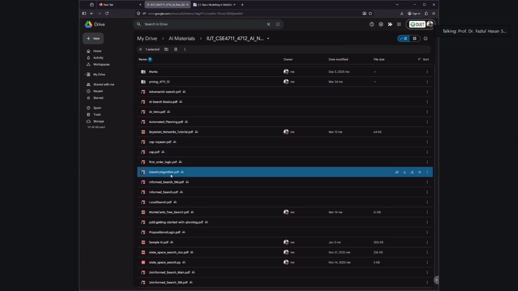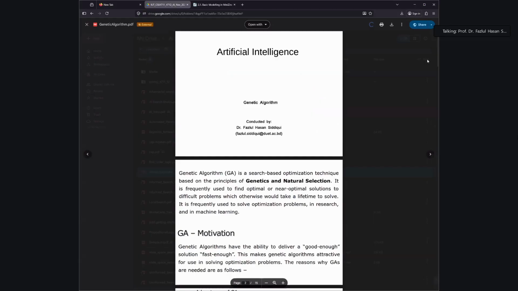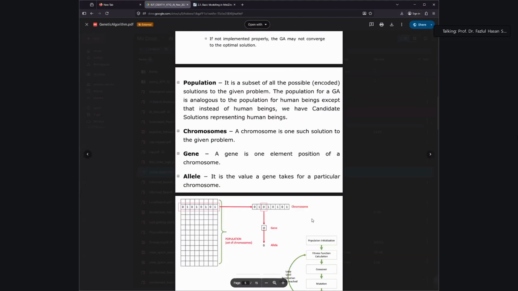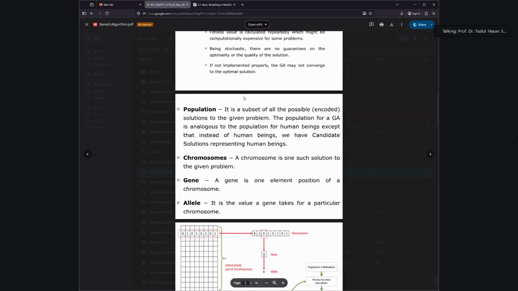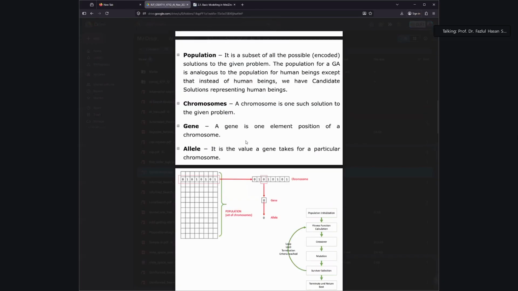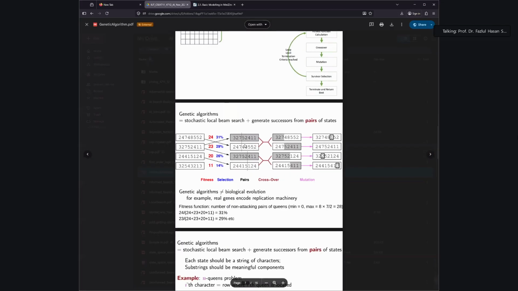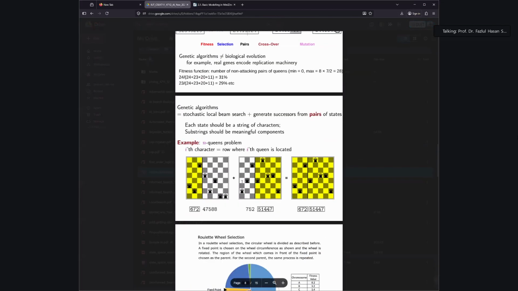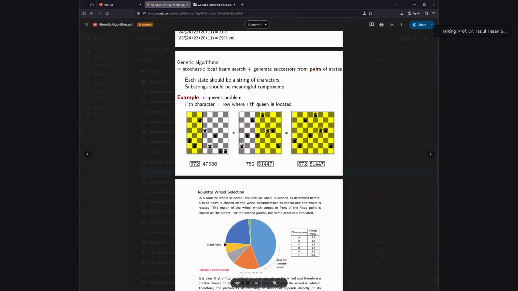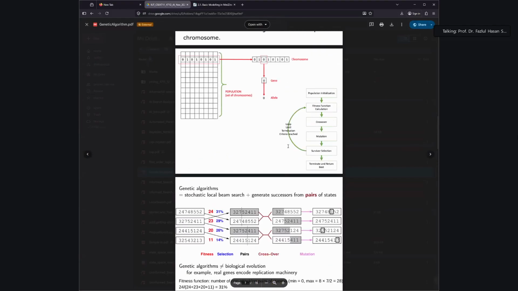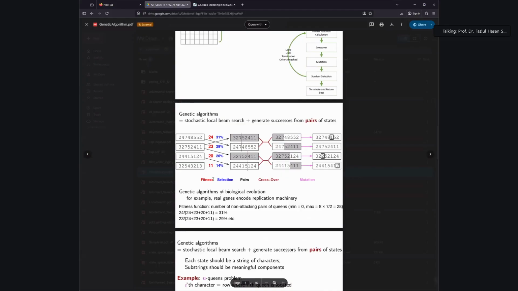In the genetic algorithm, I have covered all the slides, and there are only 15 slides. Out of these 15 slides, in the beginning there are just some definitions or terminologies. What is this? What is that? But the main thing is the process. What is the process actually? The selection process, fitness, selection, crossover, mutation. These are the things that are very important to know.